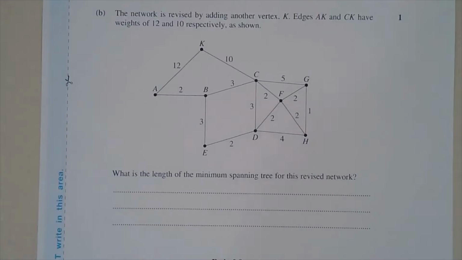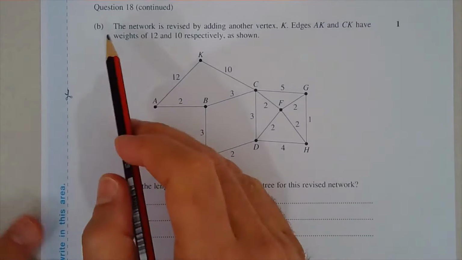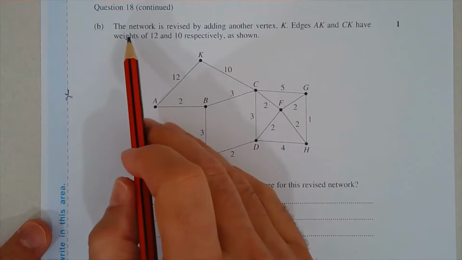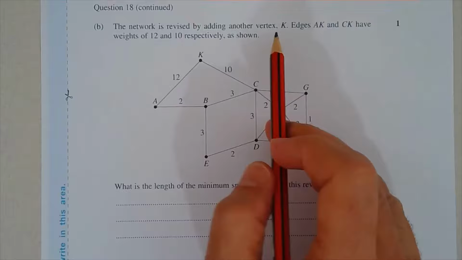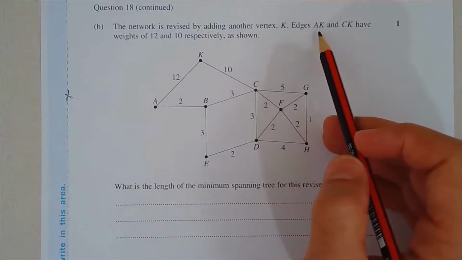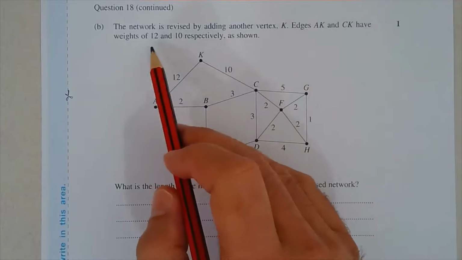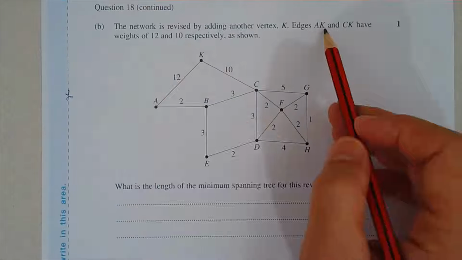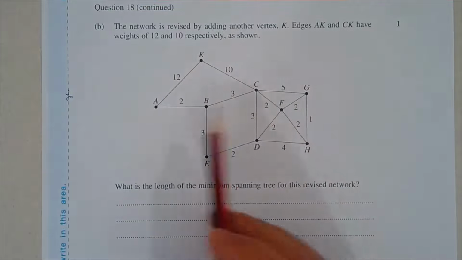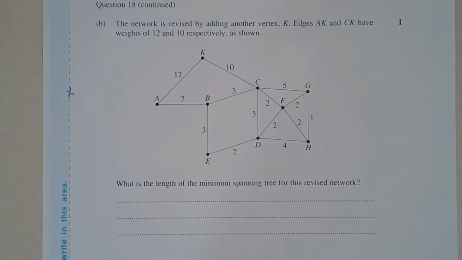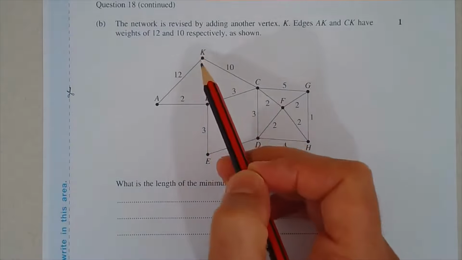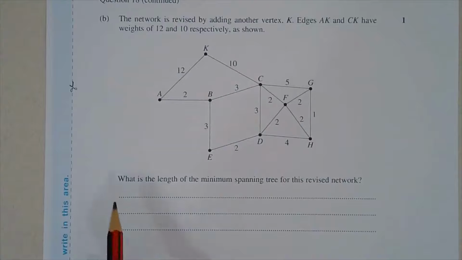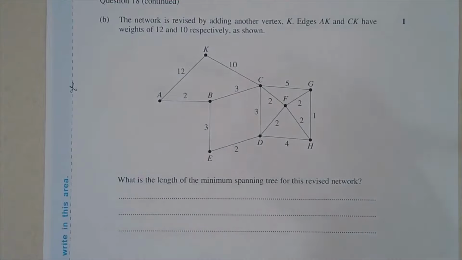Now there is a part B. Part B, 18B: the network is revised by adding another vertex K. Edges AK and CK have weights of 12 and 10 respectively. That just means in that order, so AK is 12, CK is 10, and it's seen on the diagram here. This is the vertex that's been added, vertex K. What is the length of the minimum spanning tree for this revised network?